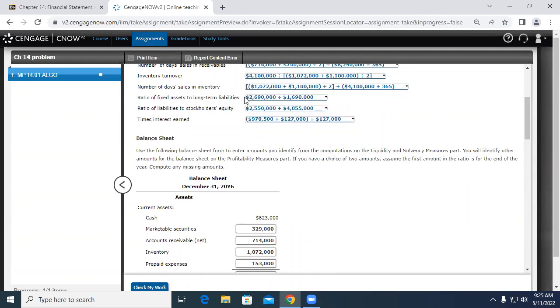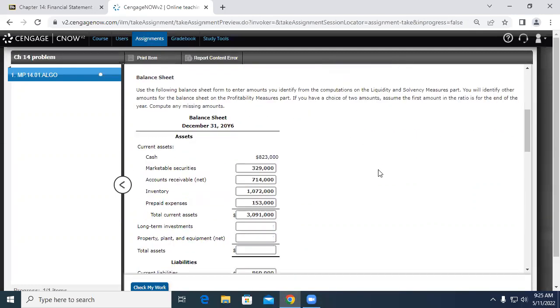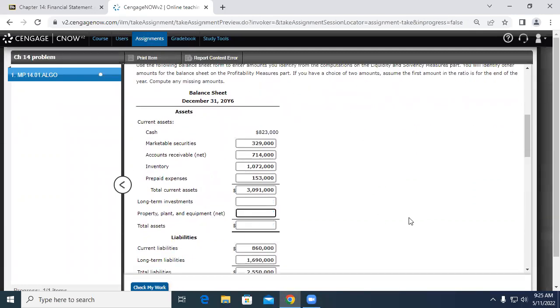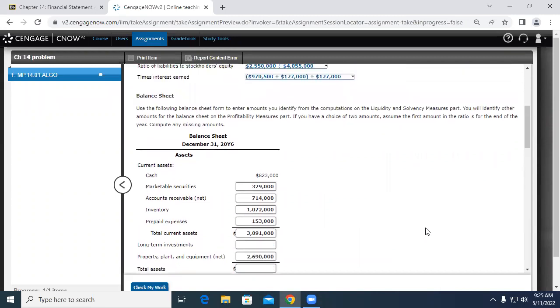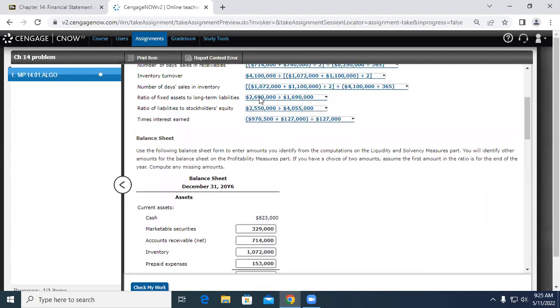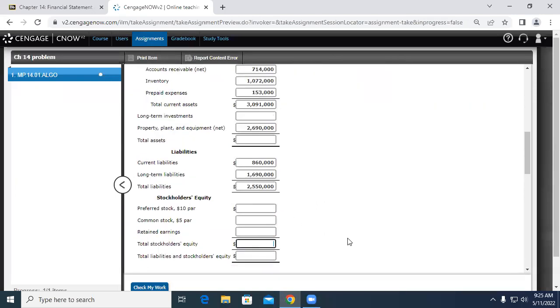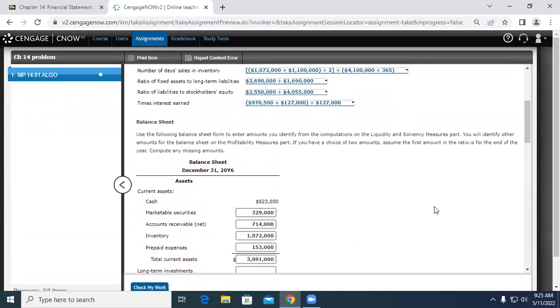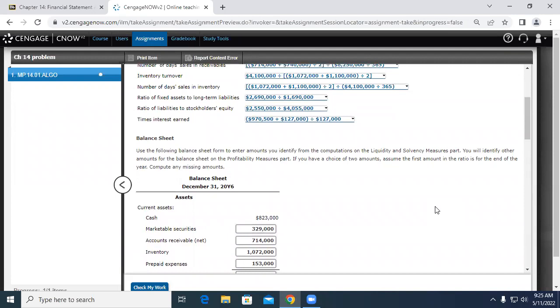Anything else we know? We know our fixed assets, $2,690,000. That's our property, plant, and equipment. So we can put that in. We know our total stockholders' equity is $4,055,000, so we can put that in. I think that's all we can do for now with those.